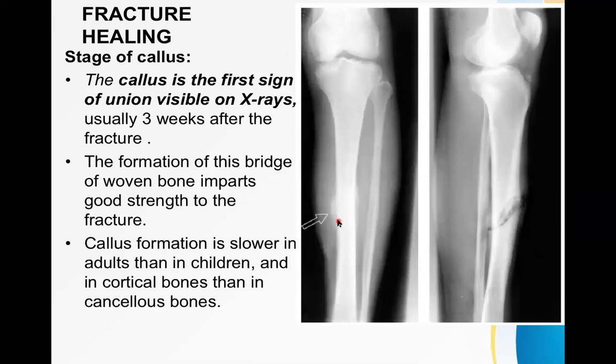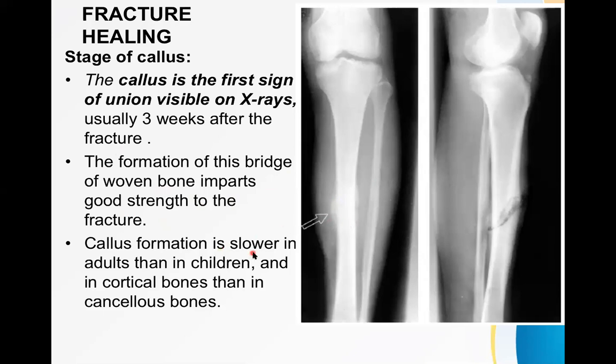Now I can clearly see slight elevation here on both sides, and the fracture line is also not that properly visible like in the beginning. So this fracture is definitely healing. This is called callus. The formation of this bridge or callus of woven bone imparts good strength to the fracture. So the fracture is no more mobile now. It is no more mobile at this phase or stage.